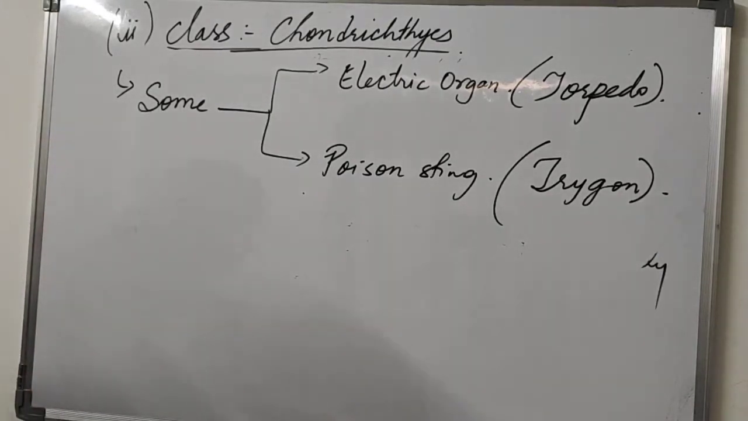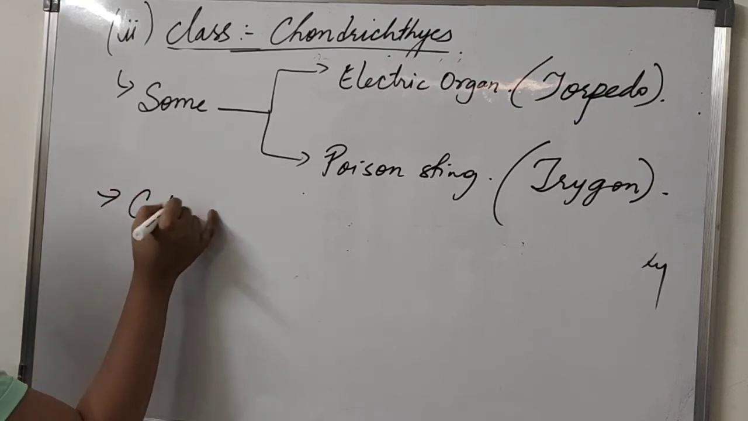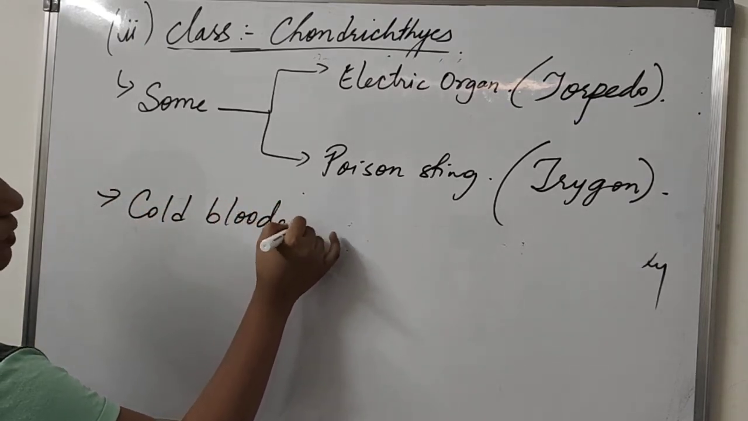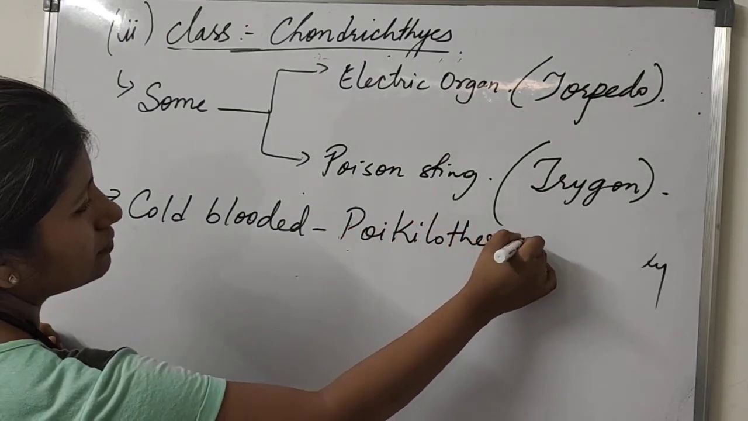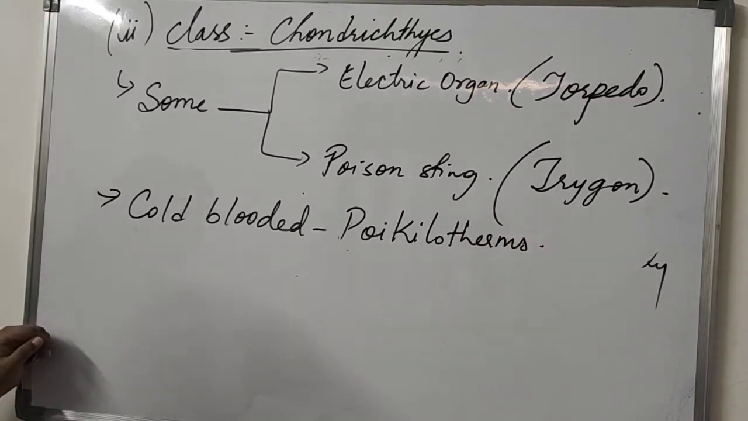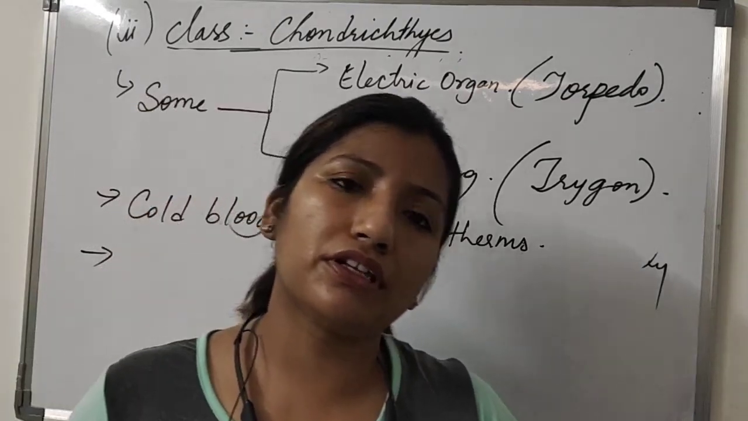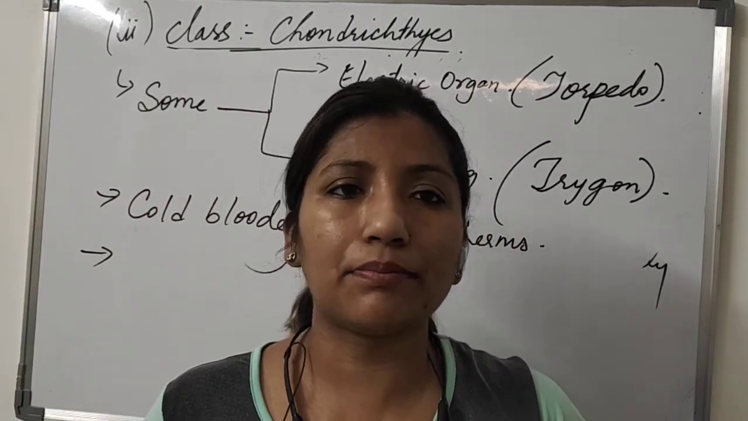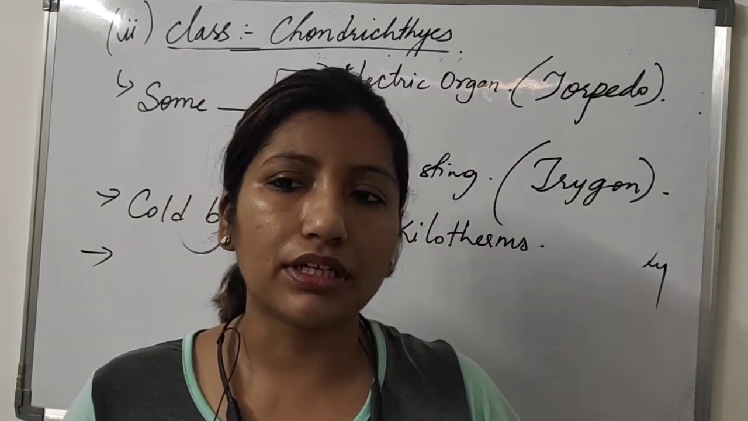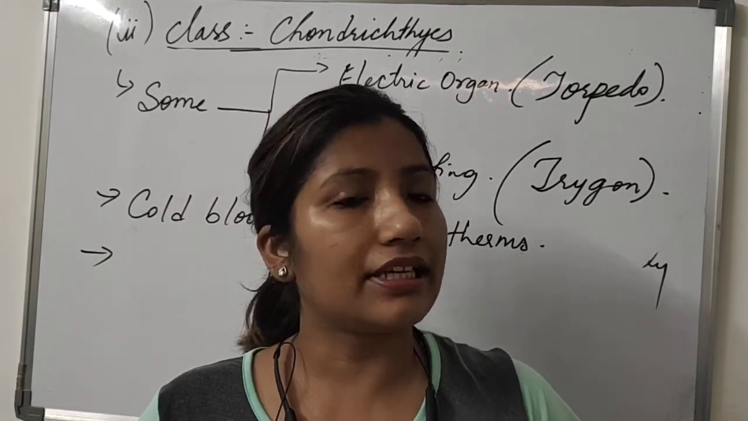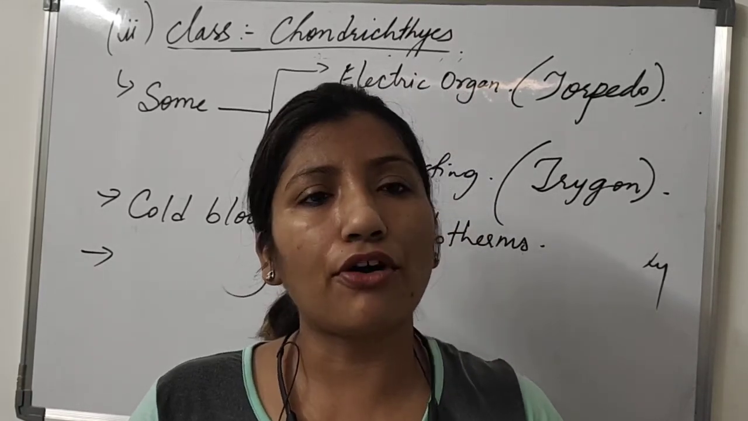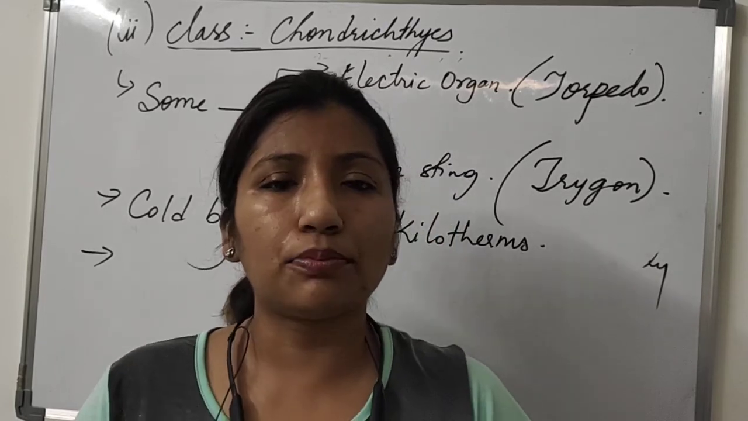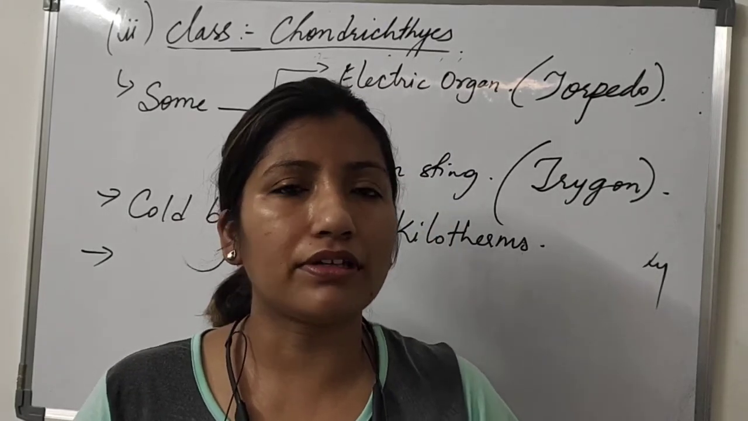So chondrichthyes are cold-blooded animals. Cold-blooded animals are also known as poikilotherms. What does cold-blooded mean? Cold-blooded means those organisms which cannot maintain their body's temperature according to the surrounding temperature. If the surrounding temperature changes, they cannot maintain their body temperature. Their body's temperature also changes. So changing of body temperature is very dangerous. Right? An individual will not survive if the body temperature keeps on changing.